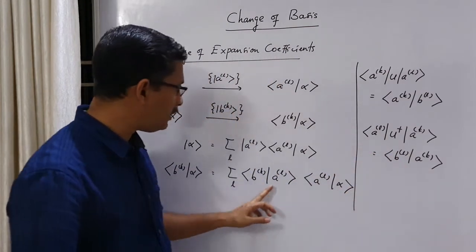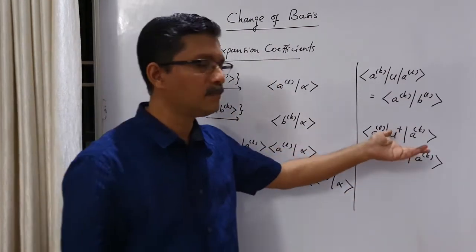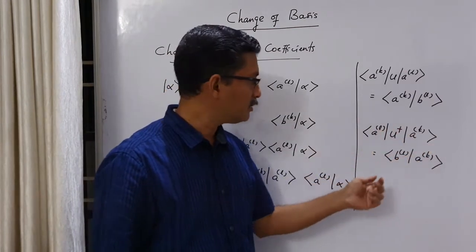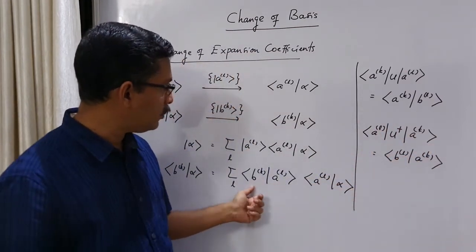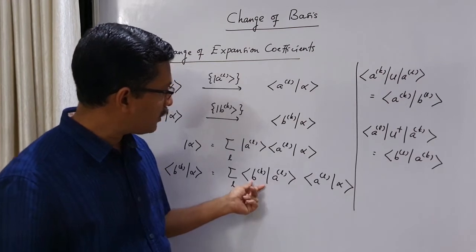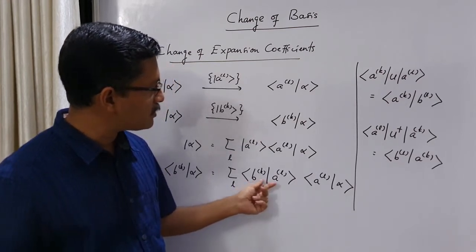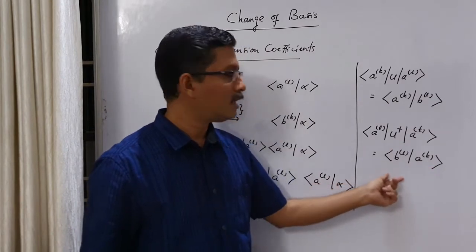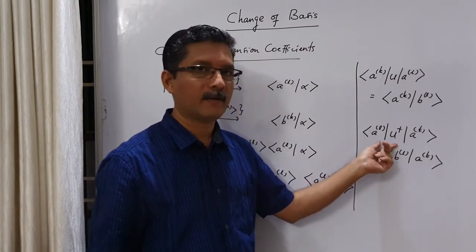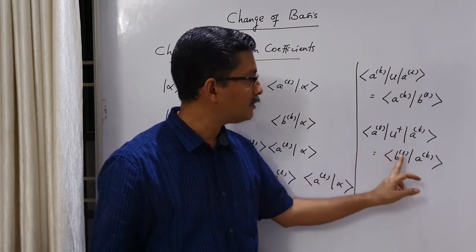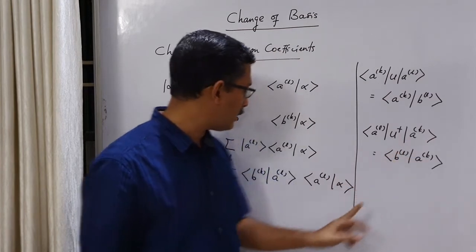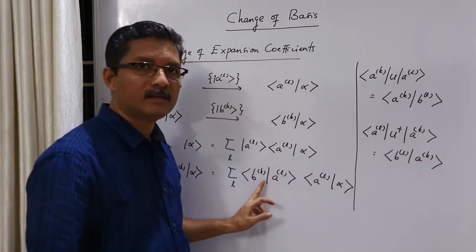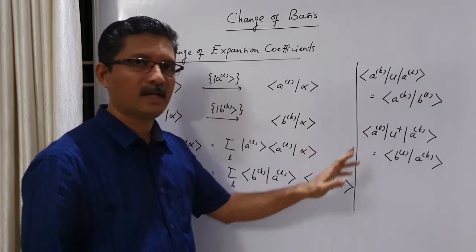So here we have BK AL. This L and K are simply dummy indices. We can interchange them. So BK AL. Look at the structure. On the bra vector side you have the new basis, on the ket vector side you have the old basis. That structure is here also. So that means this is the matrix element of U dagger. Which matrix element? This is the LKth matrix element of U dagger. Then this will be the KLth matrix element of U dagger by interchanging L and K.